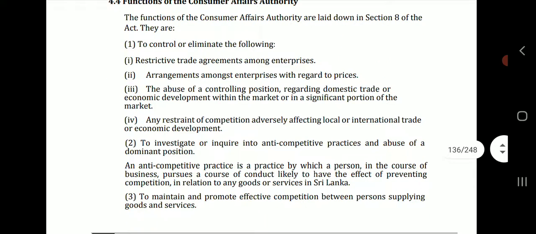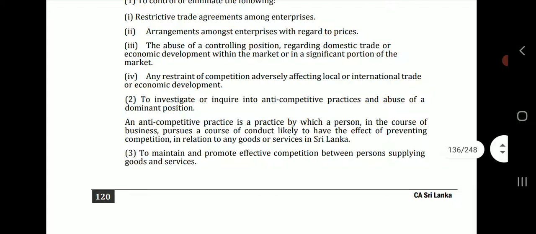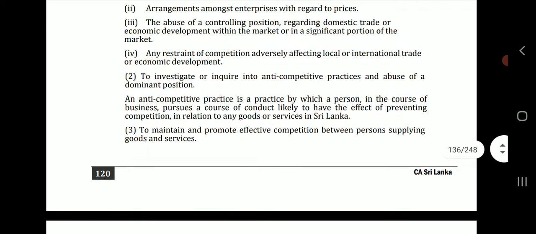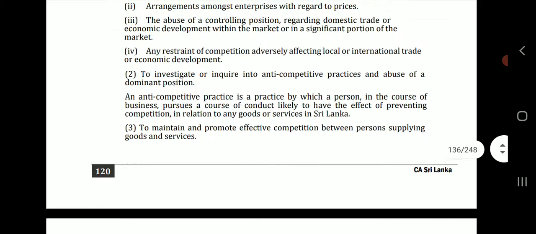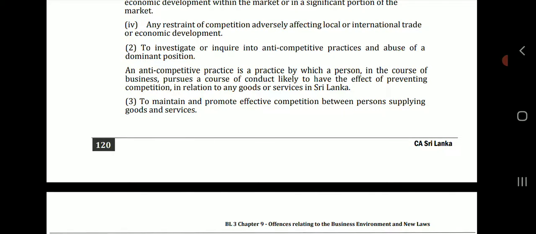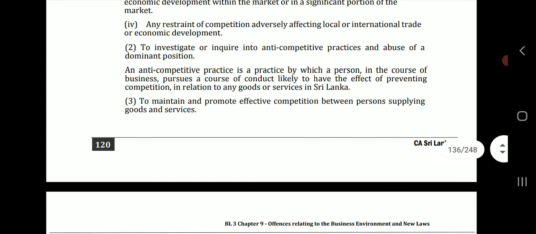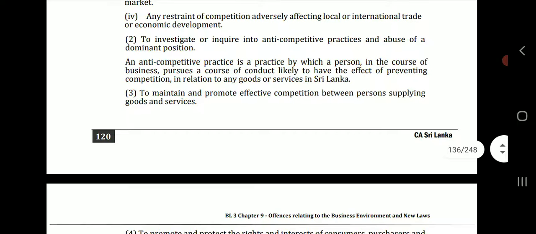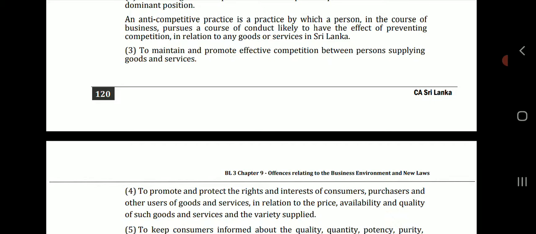The functions of the Consumer Affairs Authority are to control and eliminate the following: restricted trade, agreements among enterprises with regard to prices, the abuse of a controlling position regarding domestic trade and economic development within the market, and restraint of competition adversely affecting local or international economic development. It also investigates competitive practices and the abuse of a dominant position. An anti-competitive practice is one in which a business pursues conduct likely to prevent competition in relation to any other goods or services in Sri Lanka.